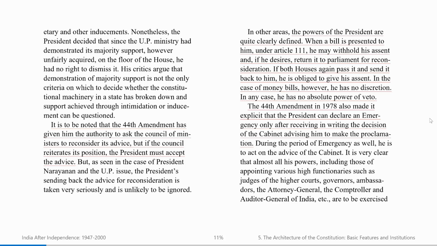Then the other provision, which is normally misused, was the emergency, after the emergency was over in 1977. In 1978, we had the 44th Amendment, which made it explicit that the president can declare an emergency only after receiving in writing the decision of the cabinet advising him to make the proclamation, right? And it also changed the internal rebellion clause. The president is elected for 5 years and can be removed through impeachment for violation of the constitution. This is Article 61.